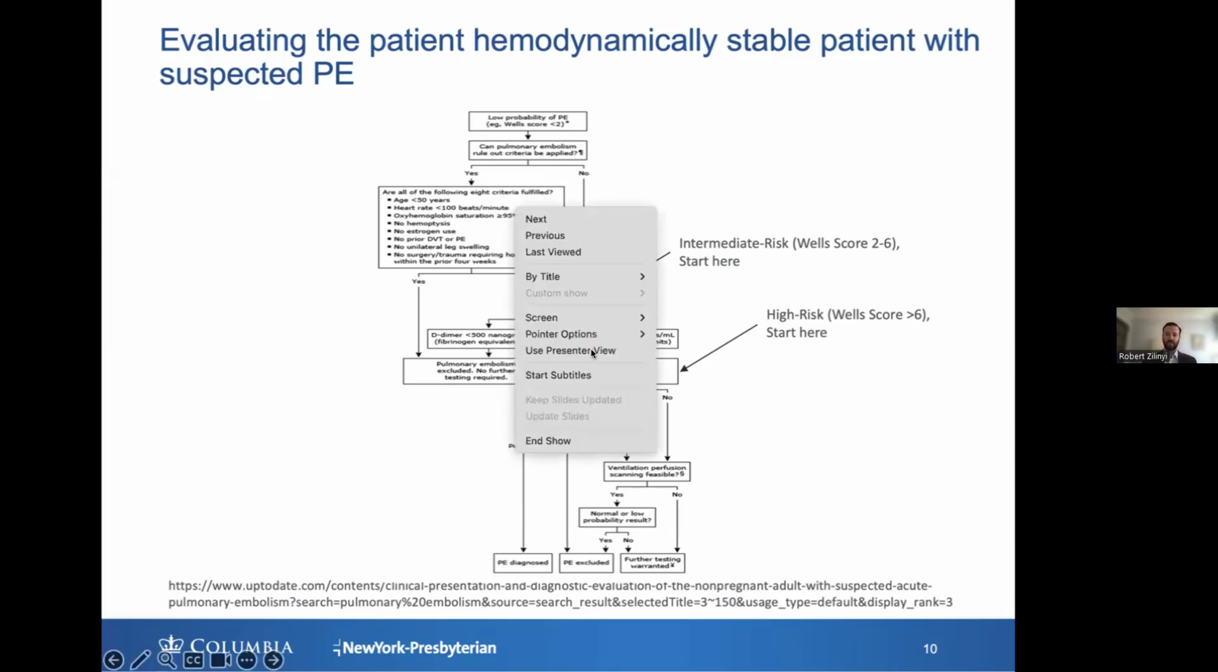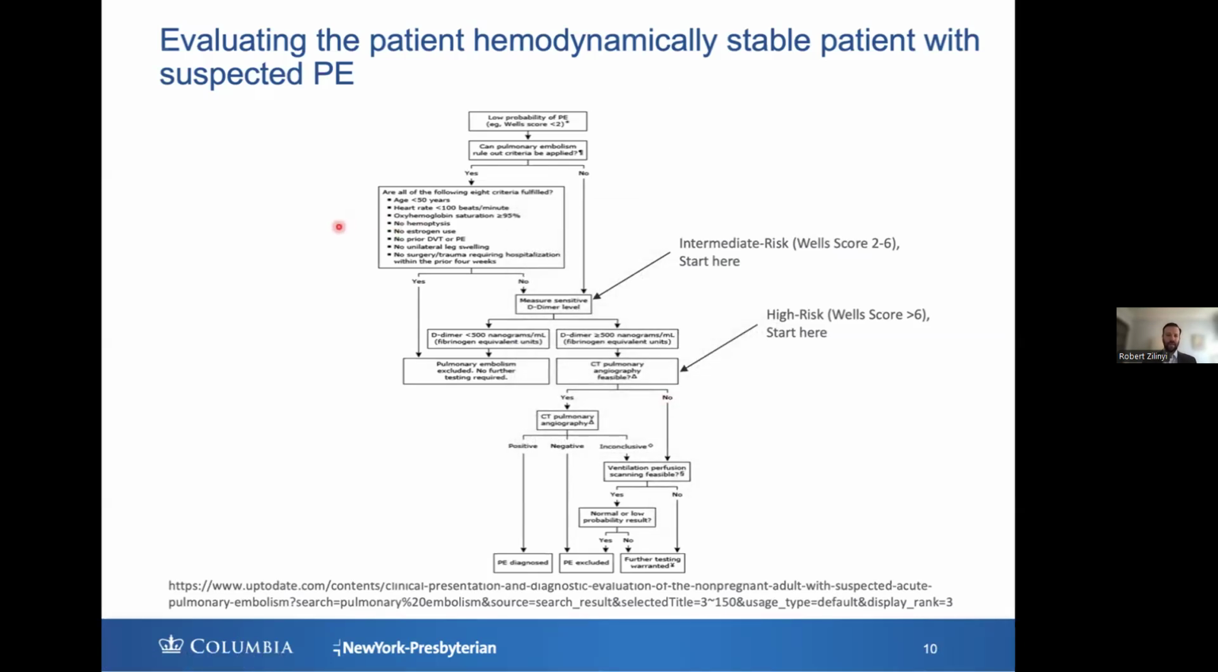I'm going to put on the laser pointer for you for a second. So if a patient is less than 50, not tachycardic, not hypoxic, no hemoptysis, no hormonal therapy use, no prior VTE, no leg swelling, and no surgery or trauma in the last 4 weeks, and is low risk, their Wells score is less than 2, we say that this person is ruled out for pulmonary embolism and they can be safely discharged.